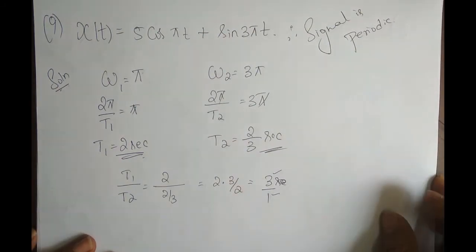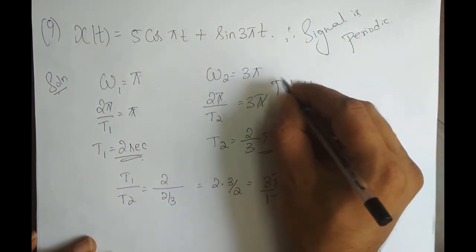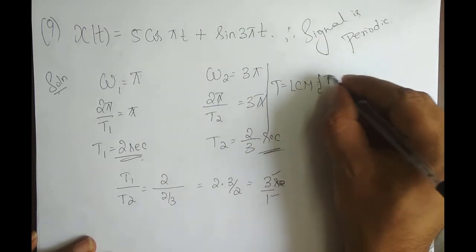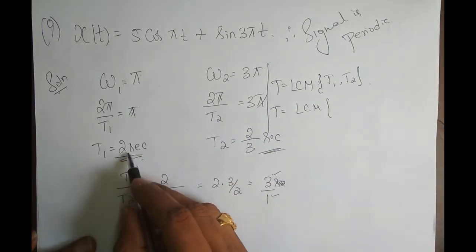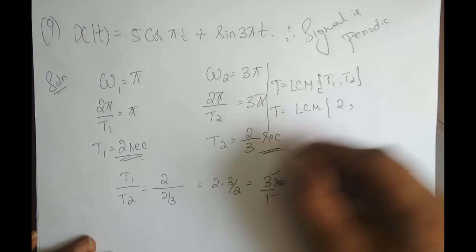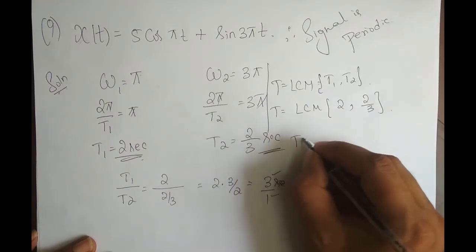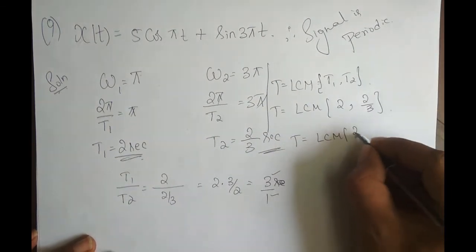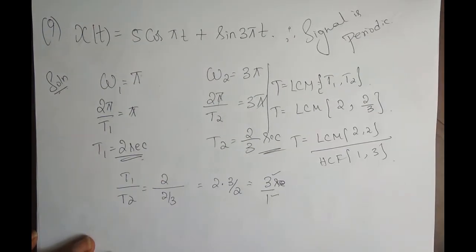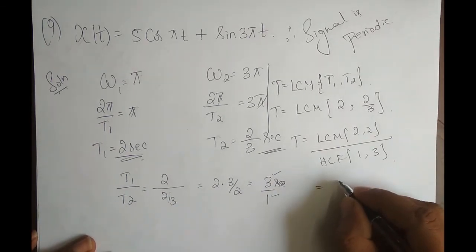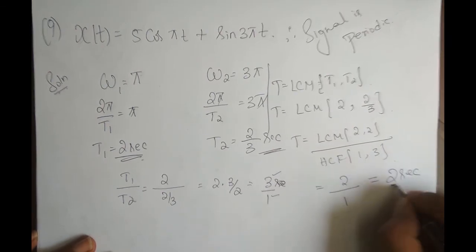Okay. Now, how to find its periodicity? I have to take the LCM, so capital T is equal to LCM of T1 comma T2, right? What is the value of T1? It is 2. What is the value of T2? It is 2 by 3. Now since one of the numbers is a fraction, the formula turns into LCM of numerator, which is 2 comma 2, divided by HCF of denominator, which is 1 comma 3. Now LCM of 2 comma 2 is 2 and HCF of 1 comma 3 is 1. So therefore the fundamental period is 2 seconds.